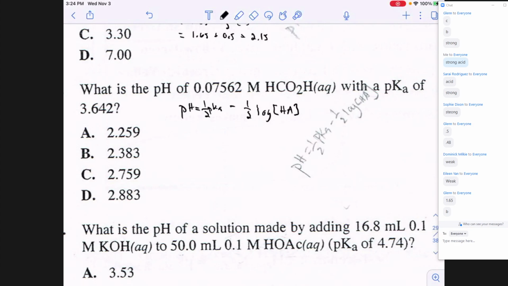So half of the pKa was 1.821. That's the easy part. Minus 1/2 log of 7.562 times 10 to the negative 2. So we can write that as log of 7.562 plus log of 10 to the negative 2.